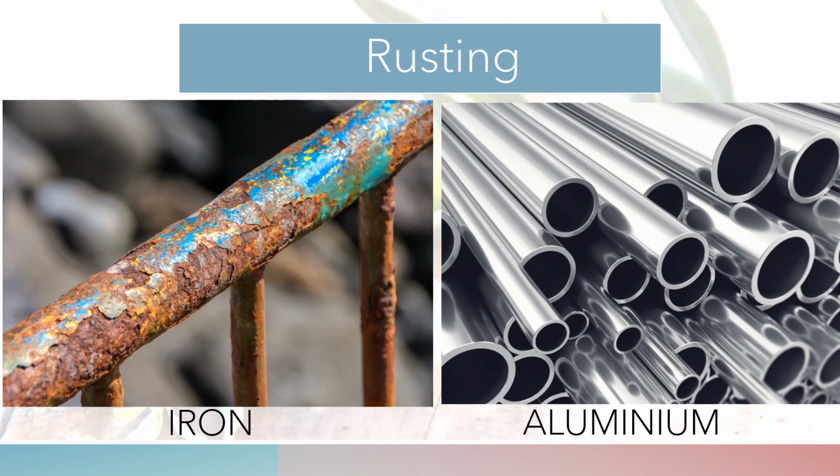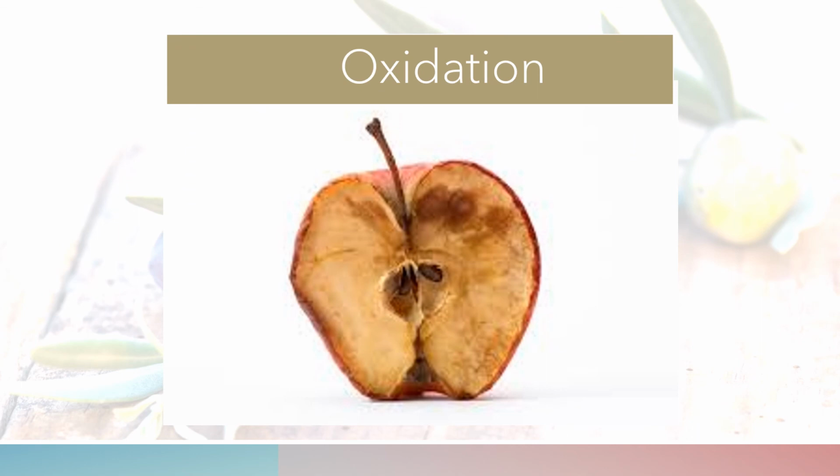This is the rusting process. So iron will rust easily with the help of oxygen and water in air. But other substances are not like this. Okay, this is the oxidation process that occurs to an apple. So all these chemical properties can be used to differentiate or to classify matter.